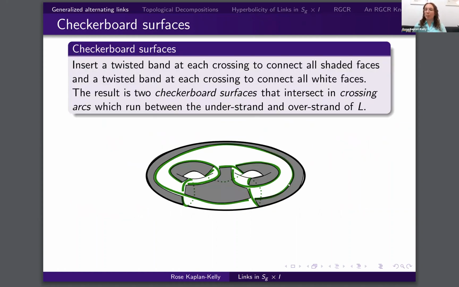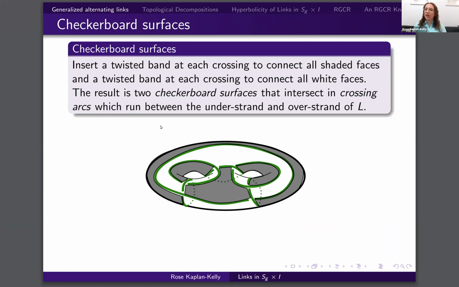Part of why we want those properties for our links is that they'll guarantee that our link is checkerboard colorable. What this means is that we can color in the regions either white or shaded, such that with respect to any crossing, faces on a diagonal have the same coloring, while faces that are neighbors have different coloring. So an example is shown here.